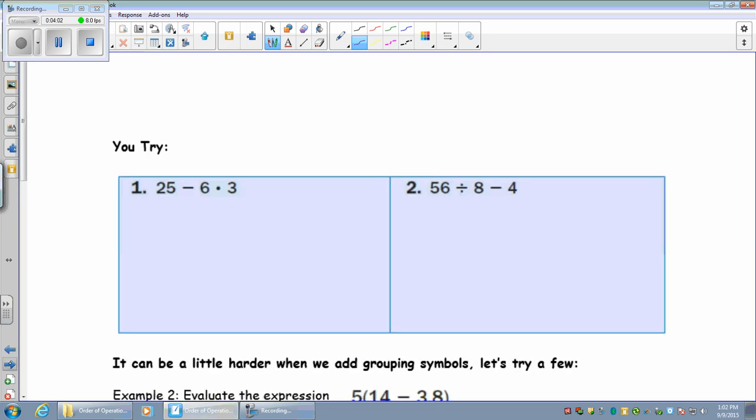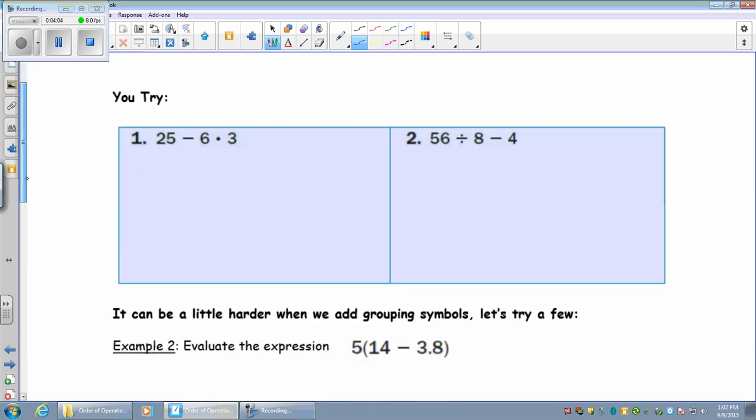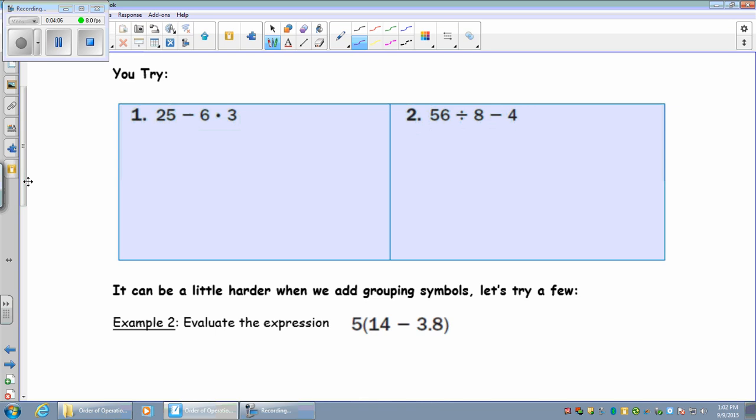Now, I have 2 examples for you guys to try on the next page. So would you pause the video, try them, and unpause it after you've had a chance to try it.